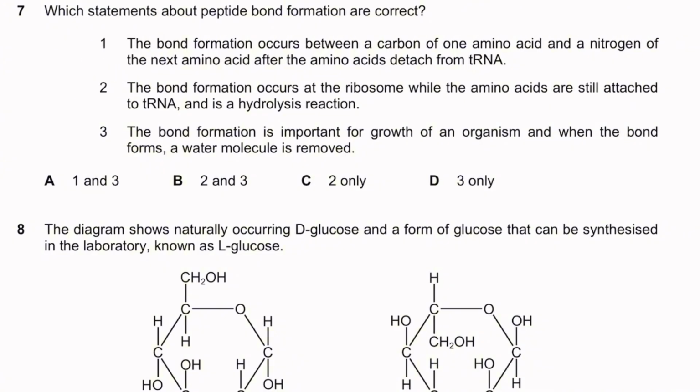So 1 is true. 2, the bond formation occurs at the ribosome while the amino acids are still attached to tRNA and is a hydrolysis reaction. So the bond formation occurs at the ribosome while the amino acids are still attached to tRNA. 1 is wrong, as we mentioned, because they are going to be attached to tRNA. But this is not a hydrolysis reaction, so 2 is also wrong. And the bond formation is important for growth of an organism when the bond forms, a water molecule is removed. That is true. Obviously, the formation of a peptide bond is important because we need proteins, but when it's formed, that's going to be a condensation reaction, so water will be removed, so it's D.